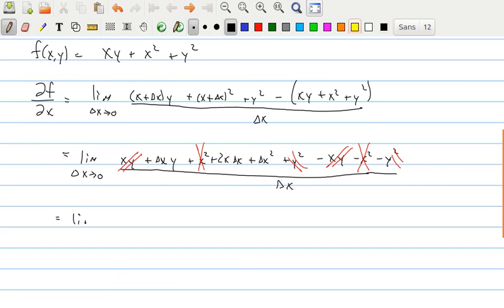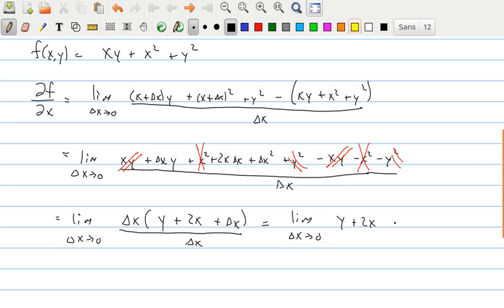So this is now the limit as delta x goes to 0. And since everything now has a delta x in common, we can factor it out. And then what's left over is y plus 2x plus delta x, all divided by delta x. And now the delta x's cancel. We've got the limit as delta x goes to 0 of y plus 2x plus delta x. And in the limit, this zeroes out, so we've got y plus 2x.